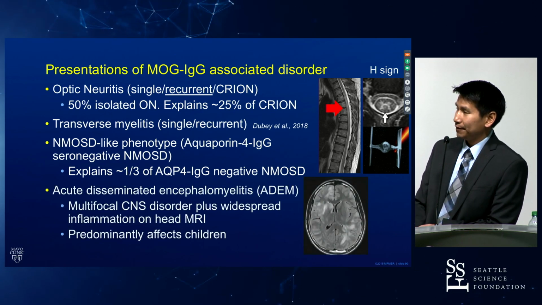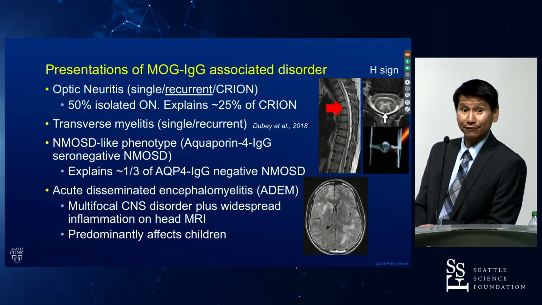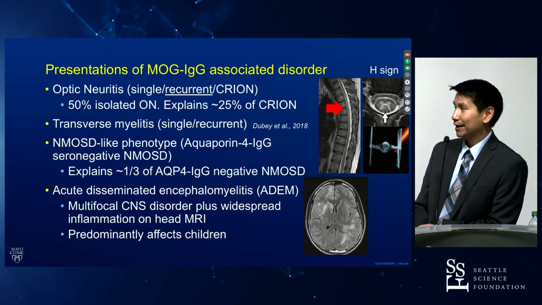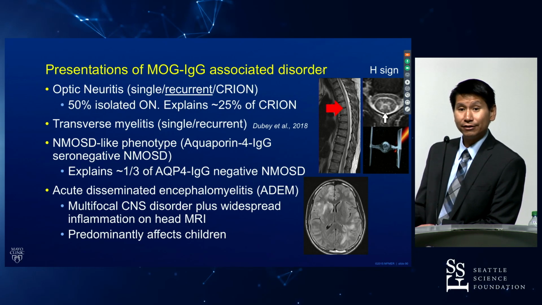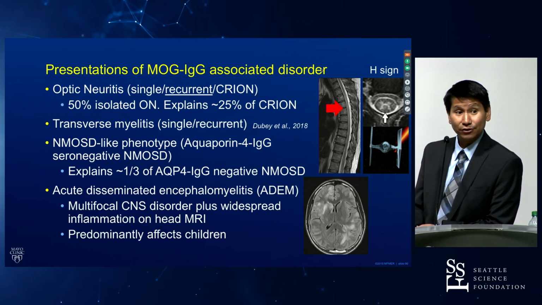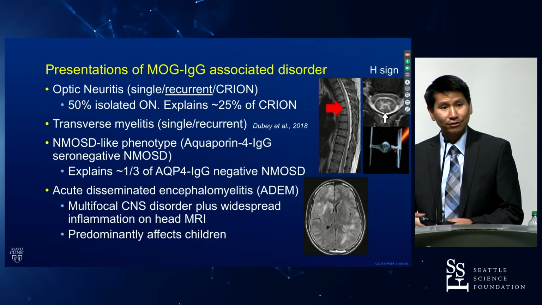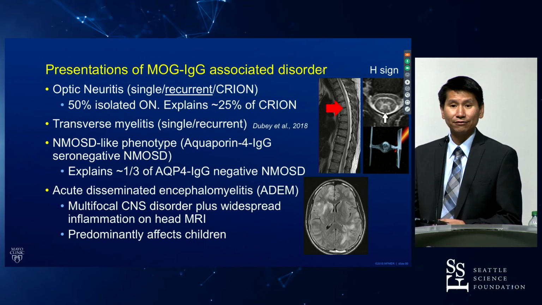The other main phenotype that patients can present with is acute disseminating encephalomyelitis, or ADEM, where patients can have significant inflammation in the brain. It predominantly affects children, but it can affect adults as well. And this can be actually a pretty scary finding because patients can have encephalopathy, confusion.